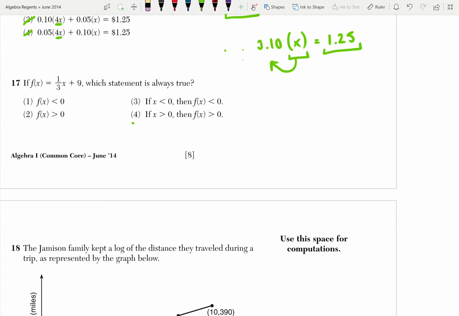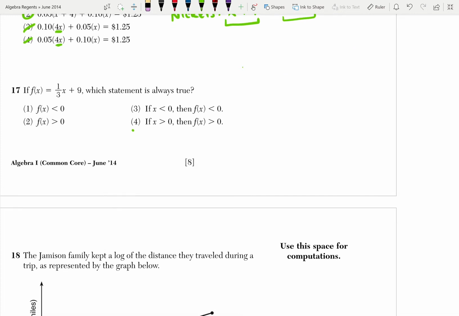So question 17 says, if f of x is equal to 1/3 x plus 9, which statement is always true? So let's take these one by one. Option 1 says f of x is less than 0. That's the same thing as saying f of x is always negative. Okay, so is that true? Pick a number, plug it in, and see if you can plug in a number that will give you a positive f of x. And that's pretty easy to do because the number 1 works perfectly there.